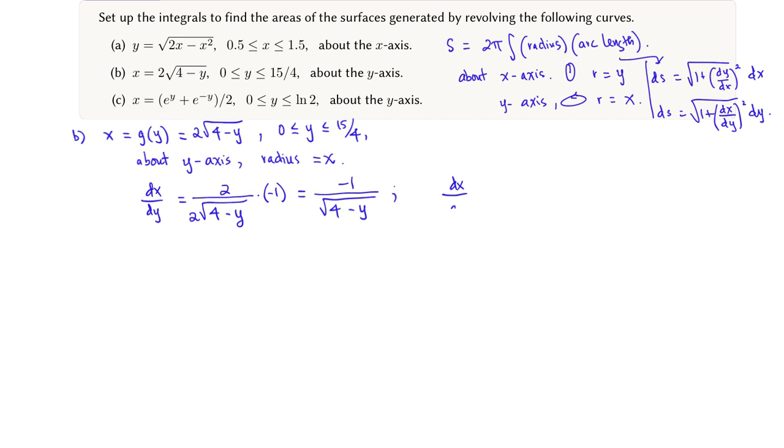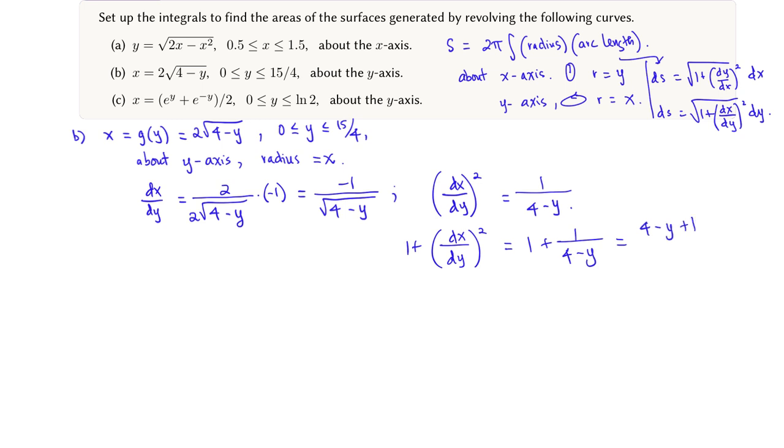In the arc length formula, we would need to square the derivative. And so dx over dy squared is 1 over 4 minus y. And then we need to add 1 to the square of the derivative. And so 1 plus dx over dy squared is 1 plus 1 over 4 minus y. So that is 4 minus y plus 1 over 4 minus y. 4 minus y is the common denominator. The numerator is now 5 minus y. The denominator is 4 minus y.